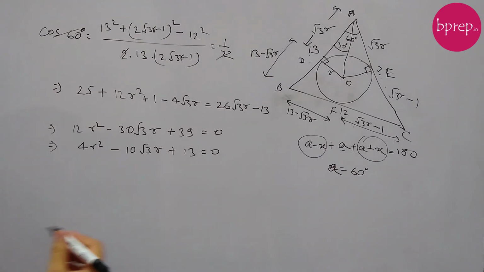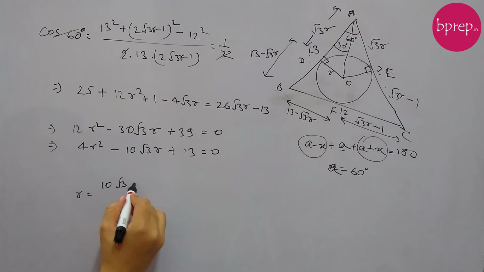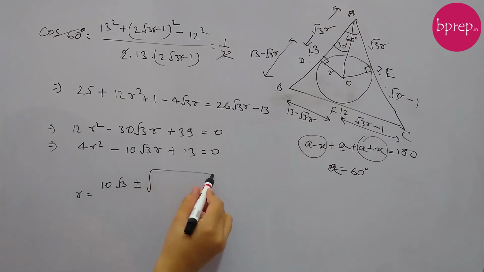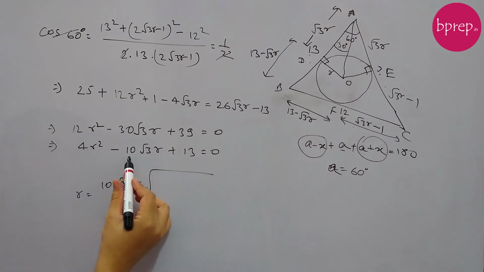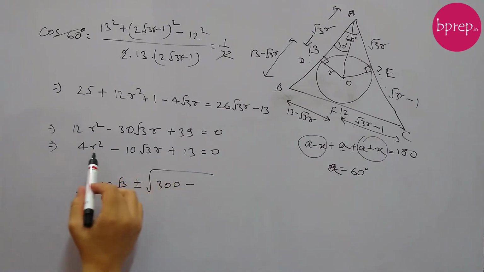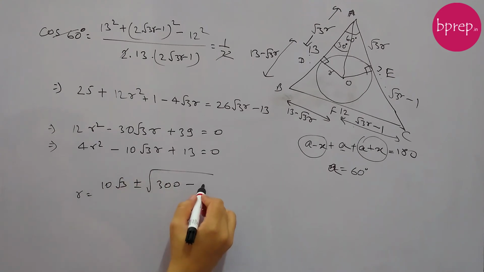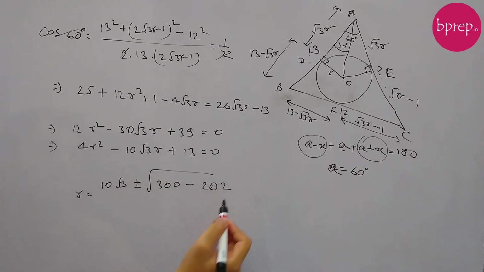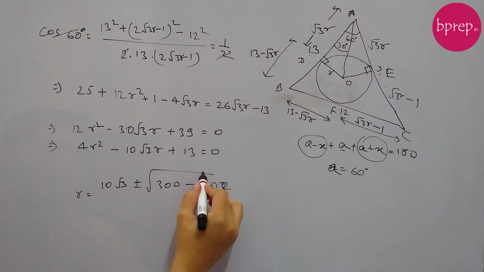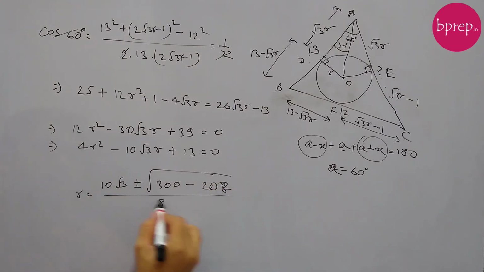To get the value of r, we can directly put in the formula. r equals minus b, so 10 root 3 plus or minus root under b square, which will be 300, minus 4ac, so 4 into 13 into 4, which is 208, by 2a, so this will be 8. So here we have root 98.